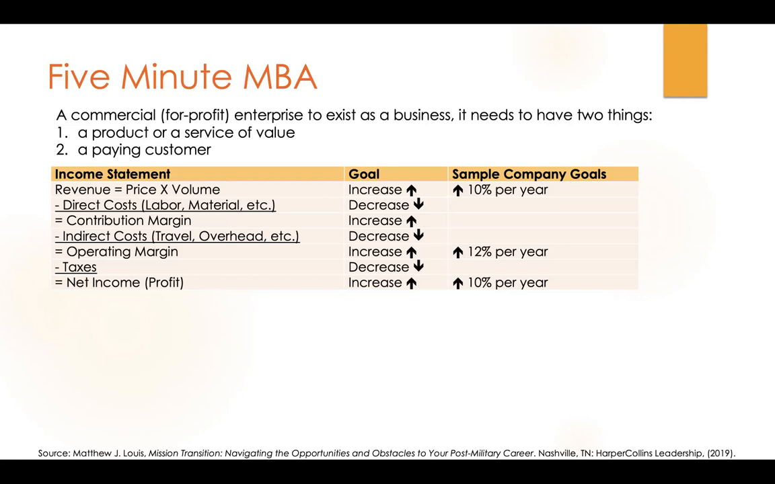You subtract direct costs from revenue to result in a contribution margin. Direct costs would be things like labor, the cost of those in your organization producing that product or service, and the material, if you're working with a product: what are the raw materials that are used to produce that product?